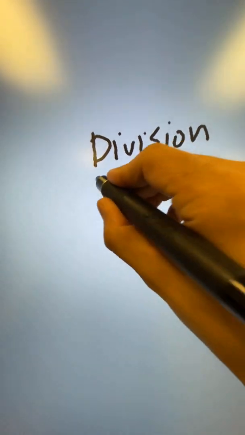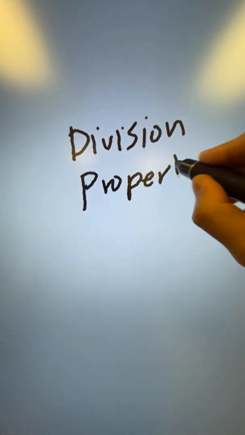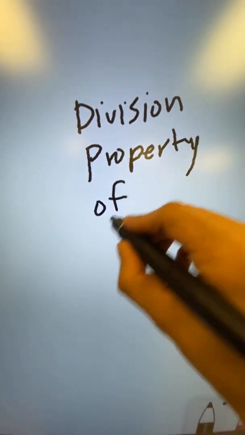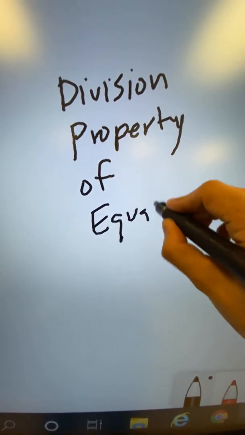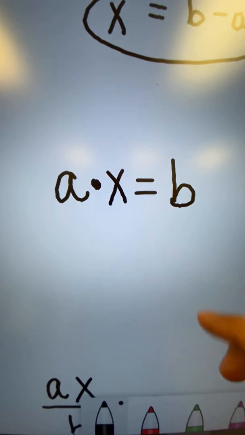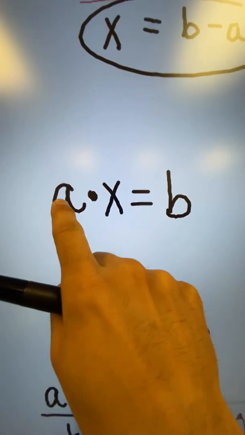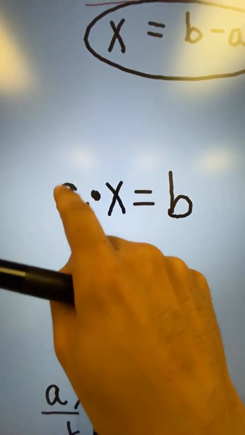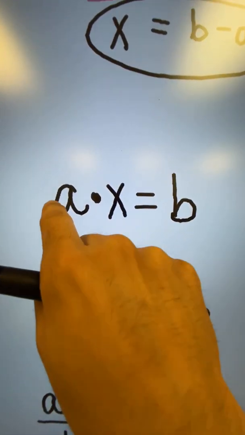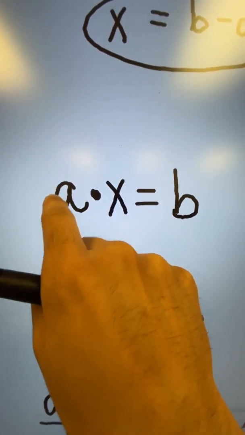In this next example, I'm going to show you the division property of equality. In this example, we have some number times x. And again, don't forget, a and b could be any number you could think of. It could be a fraction, decimal, a whole number, integer, positive, negative, doesn't matter. But in this case, a is being multiplied with x.